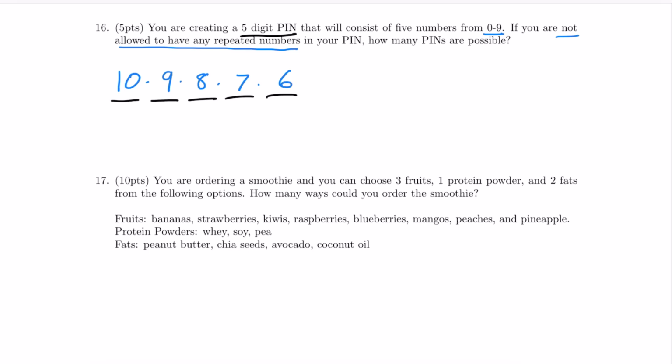And in this case, the order does matter because if you rearrange the order of the digits in the PIN, you're going to get a different PIN or code. And so this is an example of a permutation. And when I multiply all of those numbers together, I end up with 30,240 possible PIN numbers. And so that would be my answer for question 16.